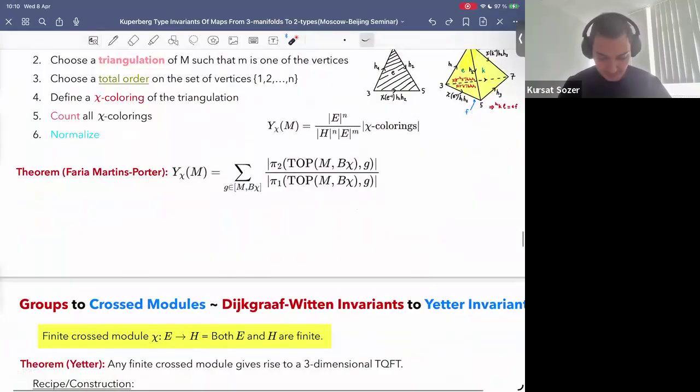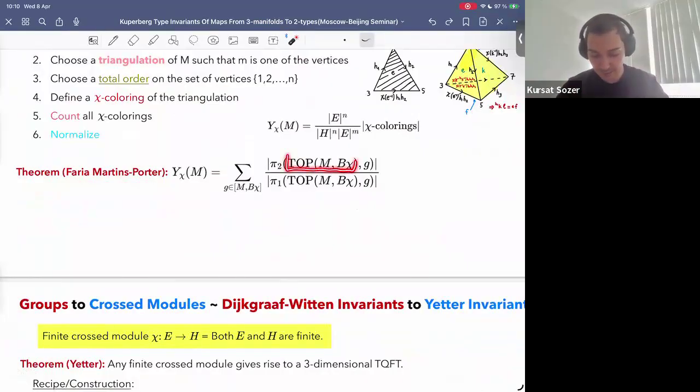So a really nice theorem of Faria Martins and Porter. They wrote this map just as the second map in Dijkgraaf-Witten. Remember, the second formulation of Dijkgraaf-Witten is over all homotopy classes, by pulling back the cocycle and then evaluating at the fundamental class. In this case, they formulate it in this way.